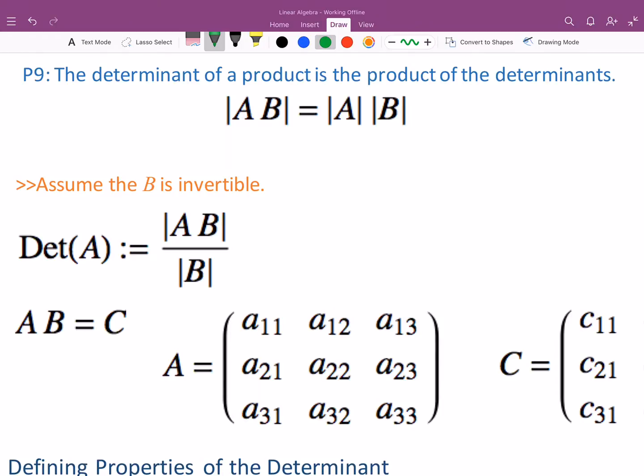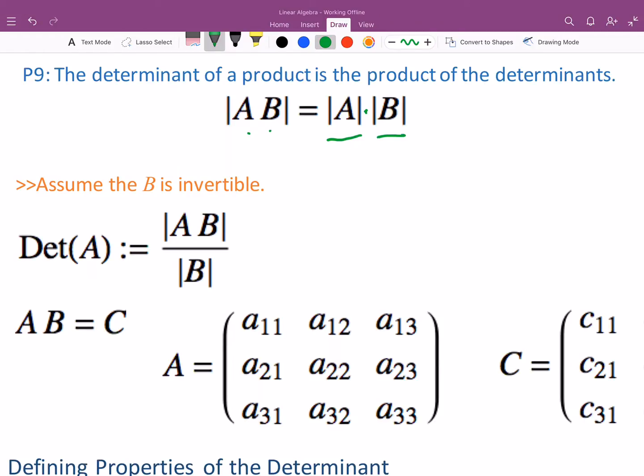Okay, property 9. In this video, we're going to focus on property 9 and its consequence. It talks about finding the determinant of the product of two matrices. It says that to find the determinant of the product AB, you could either multiply AB and then find the determinant, or you could find the determinants individually and then multiply the numbers to get the answer.